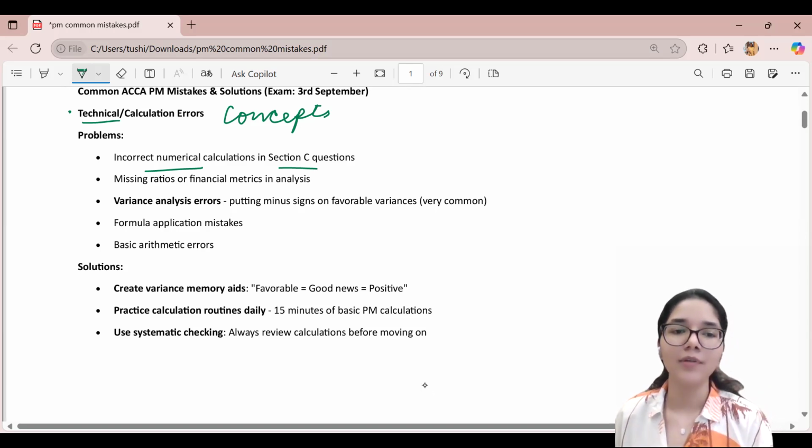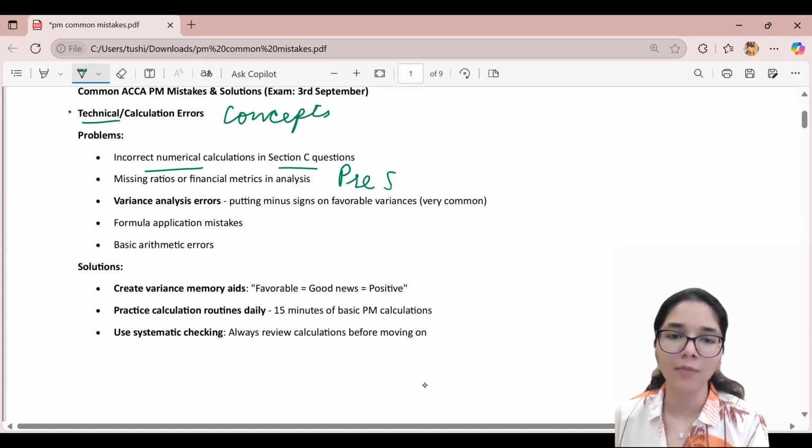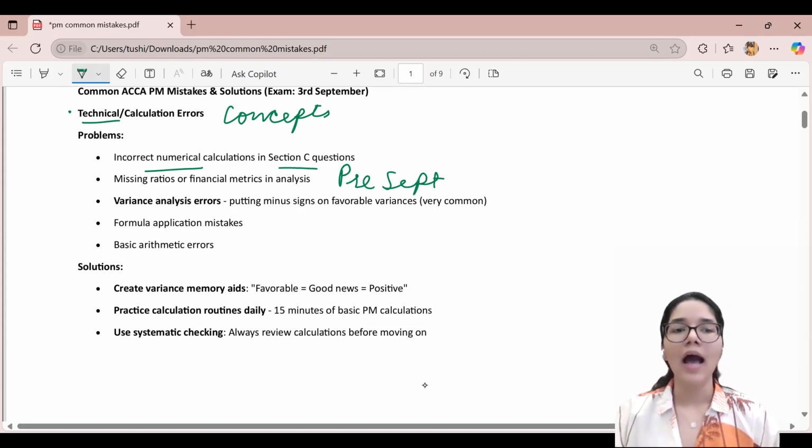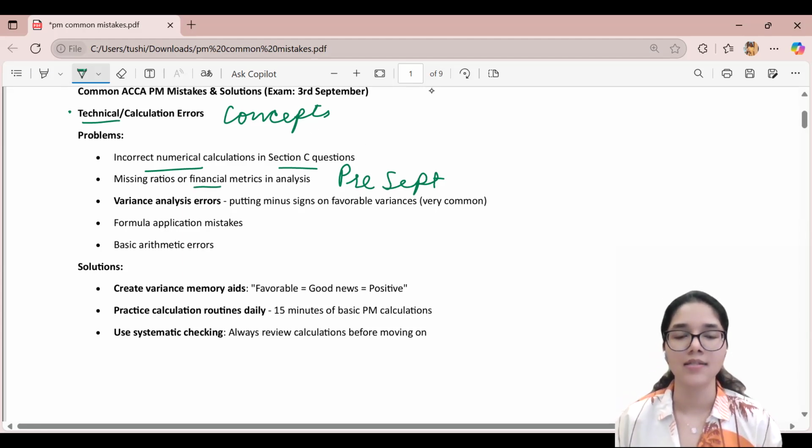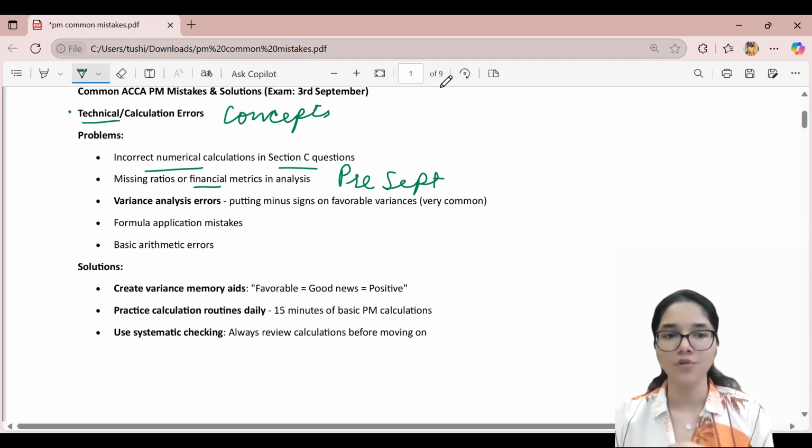Then another problem that I saw, specifically if I talk about the pre-September mock that I have evaluated for you all, is that the ratios were missing for the financial metrics that were asked. So in the question that was there, you had to evaluate the performance of the company using multiple metrics, and the template as a whole was given to you. So in those templates, you were told what all numbers you were supposed to work out.